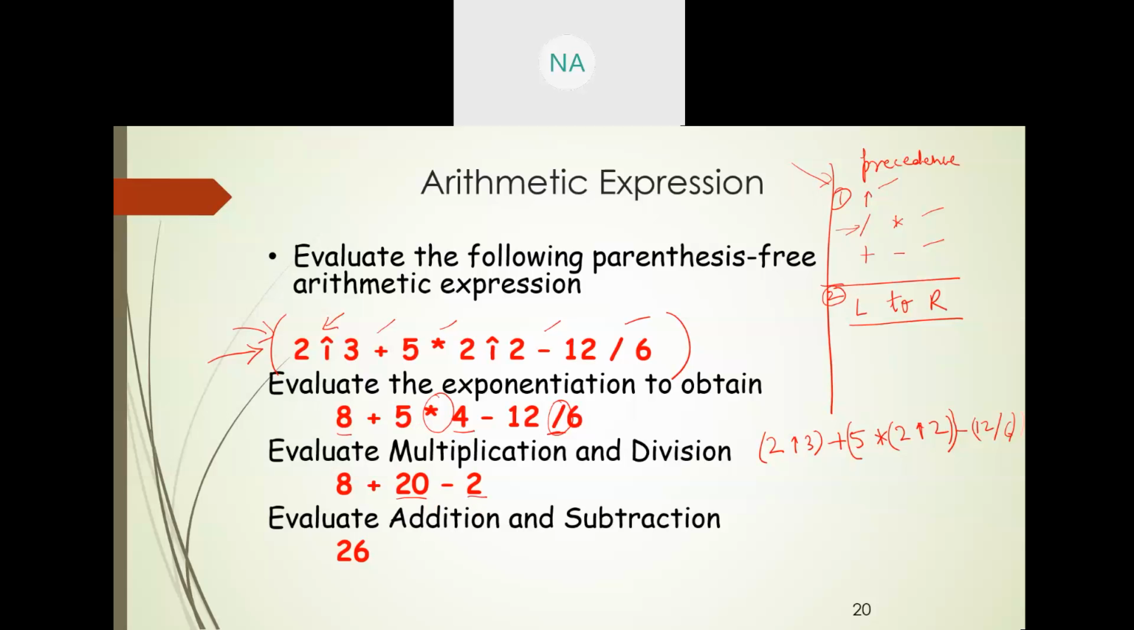Now in this expression we have only two operators, plus and minus, which are at the same level. So again we will evaluate them in the same order, left to right. The leftmost operator is plus, so 20 plus 8 is 28, then minus: 28 minus 2 is 26. So if there are no parentheses in an infix notation of an arithmetic expression, then using these two precedence rules you can evaluate it correctly, right?